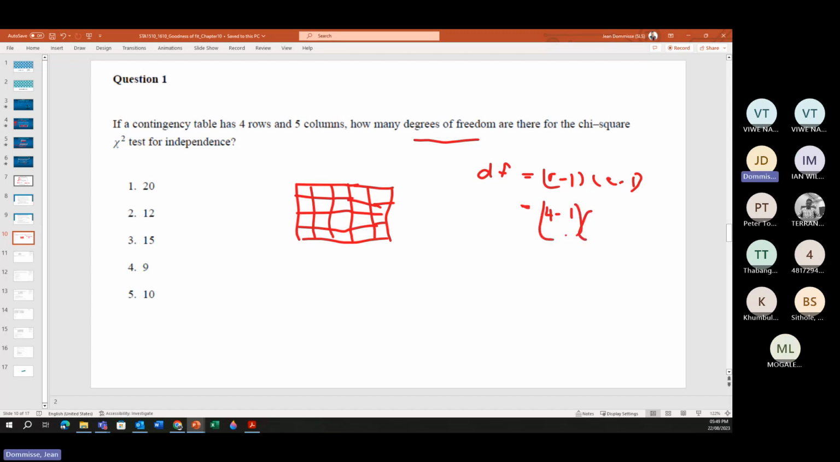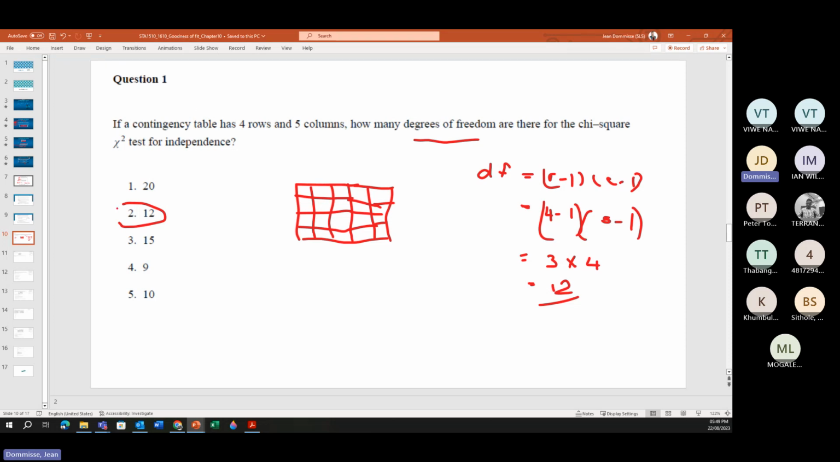We know there are 5 columns. So it will be 4 minus 1, which is 3, times 5 minus 1, which is 4, and you will get 12 as your answer. You will see that there will always be the option where you multiply the two together.